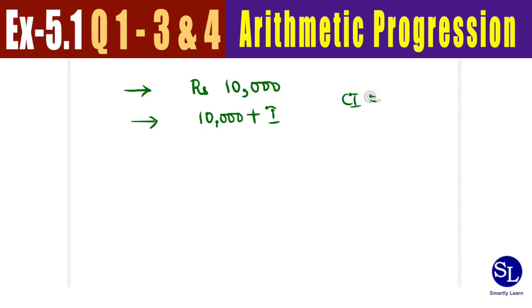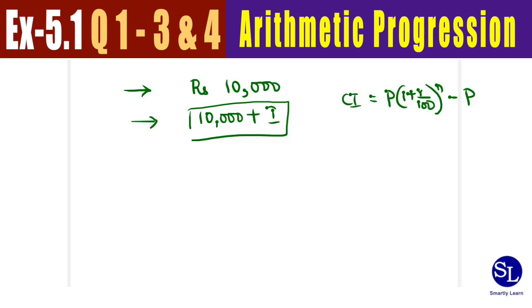Remember, compound interest is equal to P into (1 plus R by 100) the whole power n, minus P. So this minus P is just to indicate the calculation of compound interest. Since the principal is also 10,000, I don't need to perform this minus P, because this together will be computed as P into (1 plus R by 100) the whole power n. So let's do the substitution. Now P is 10,000. So 10,000 into (1 plus 8 by 100), the whole power. Remember, this is the first year, so this is going to be raised to the power 1.